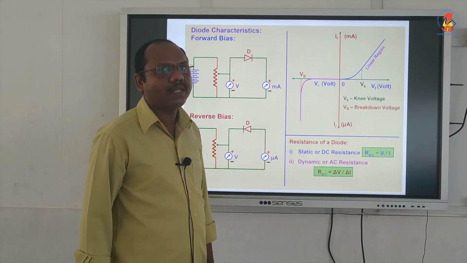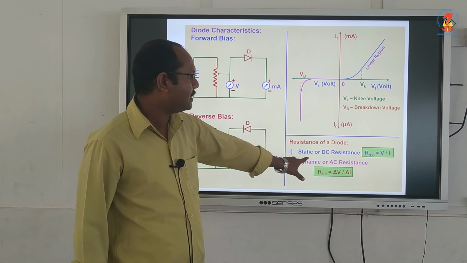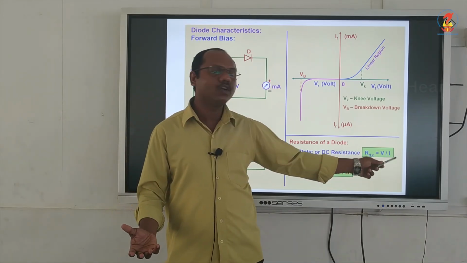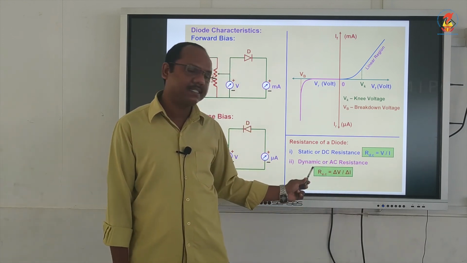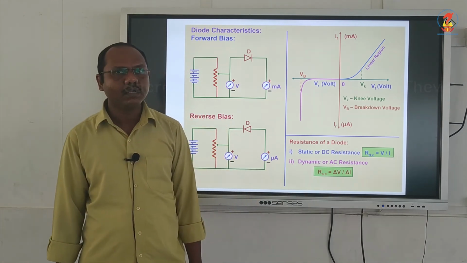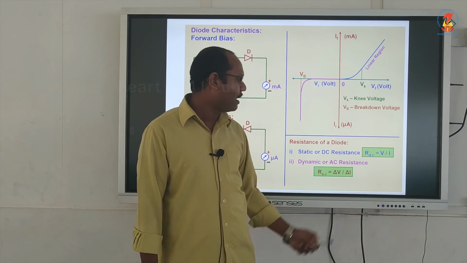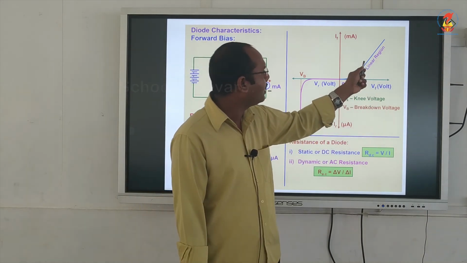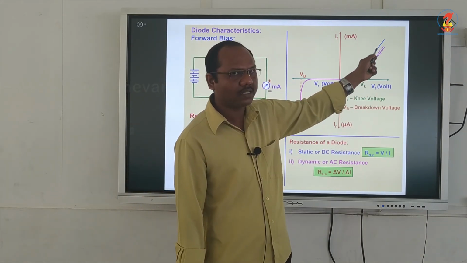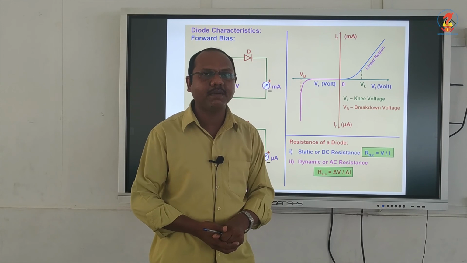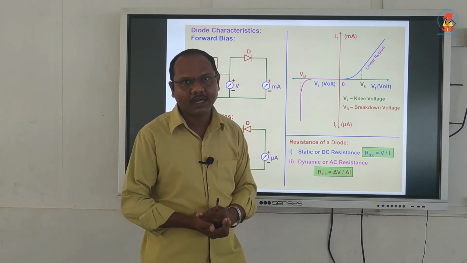The diode has two types of resistance: static resistance or DC resistance, and the next one is called dynamic resistance or AC resistance. DC resistance is R equals V by I, whereas for AC resistance or dynamic resistance, we will take delta V by delta I. What is delta V? V2 minus V1. And what is delta I? I2 minus I1. So if I ask you to find the dynamic resistance, you will take any 2 points on the graph, and then you will take I2 and I1, V2 and V1. Then V2 minus V1 by I2 minus I1 will give the answer.